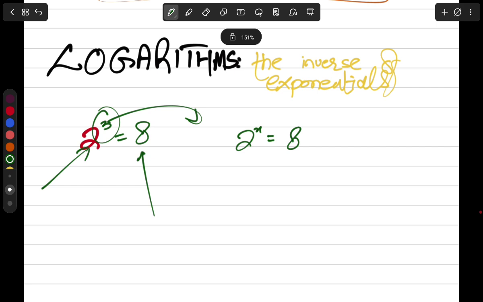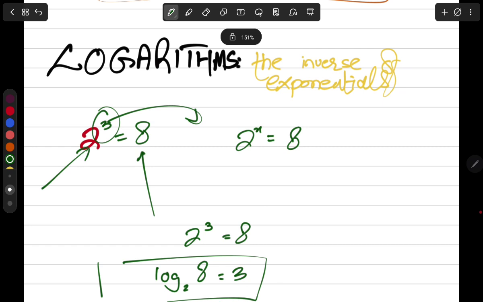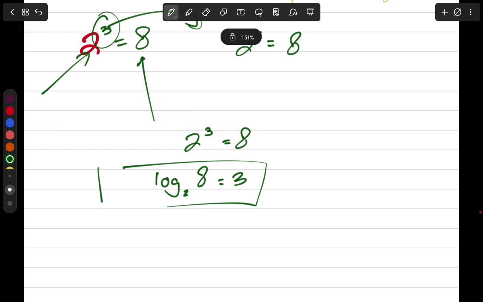We invent a brand new notation here. Instead of writing 2 to the power 3 is equal to 8, we write log 8 to the base 2 is equal to 3. Now this doesn't mean anything mysterious. It simply asks one question: to what power? Now learn this in the manner I'm telling you. What power must this 2 be raised to in order to obtain 8? And the answer is 3. Okay, that's all a logarithm is.